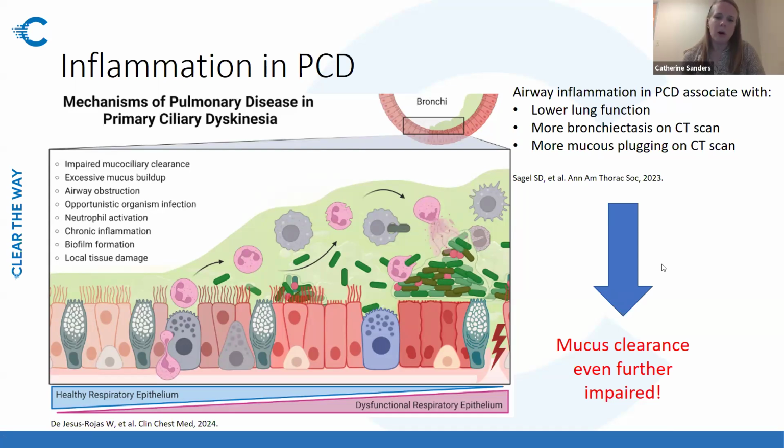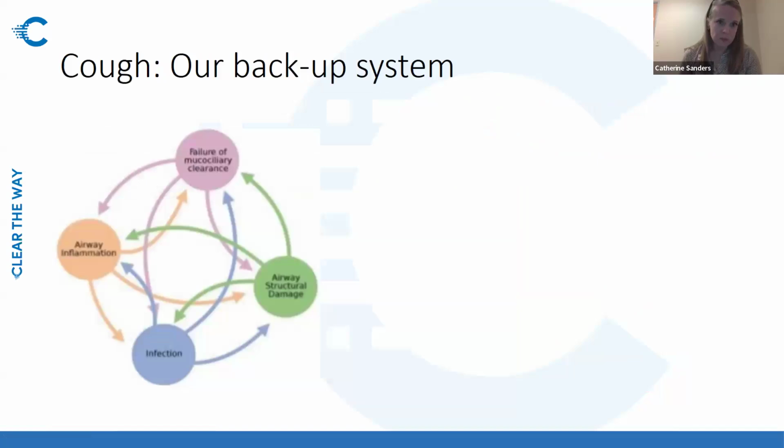And so be on the lookout for, this is possibly a target for medications. If we can calm down that immune response, can we make symptoms better in PCD? Next slide. So as we mentioned, we kind of get in this vicious vortex of all of these things happening in the airways that make each other worse. Next.